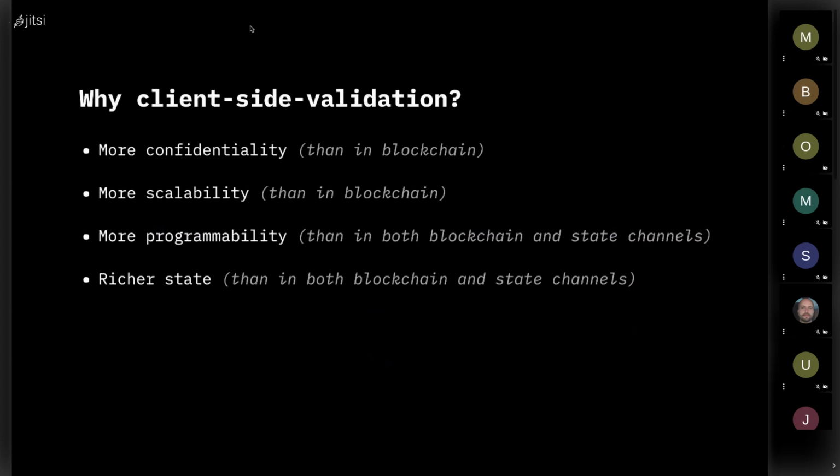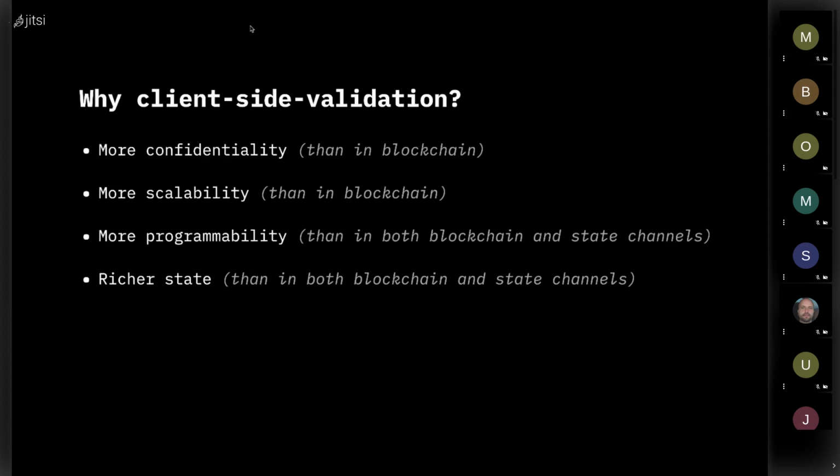Also, because you store the whole state on the client side, unlike with the blockchain and unlike with the state channels, the whole state is kept client side, and there is no single part of state that is reflected on the blockchain. The second point is that you gain more scalability compared to blockchain, at least in terms of the size of the state data. With a blockchain, you are limited by the size of the block. With client-side validation, this limitation is removed. So you gain storage scalability.